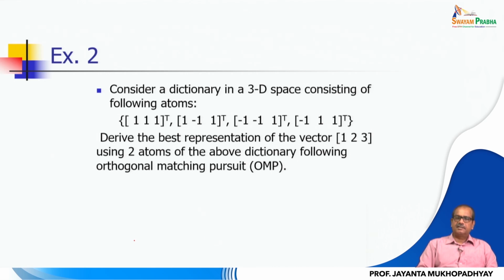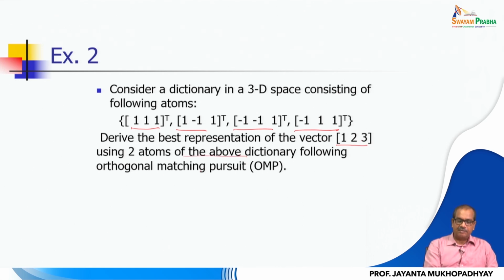Let me take the second problem. Here we consider a dictionary again in a three-dimensional space consisting of the following atoms. So you see, how many atoms are there? There are 4 atoms. And derive the best representation of the vector 1, 2, 3 using 2 atoms of the above dictionary following orthogonal matching pursuit.